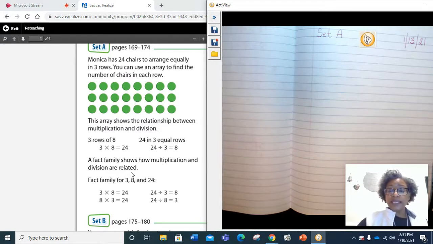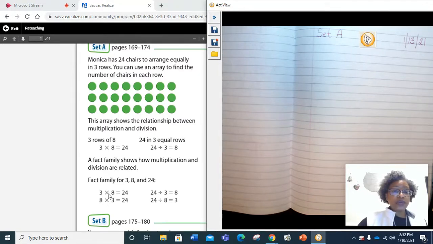We know that there will be 2 multiplication and 2 division equations. Now, that does not always happen, especially if the 2 factors are the same. For example, 3 times 3 equals 9. You will only have 1 multiplication and 1 division. So let's take a look at this example, though.